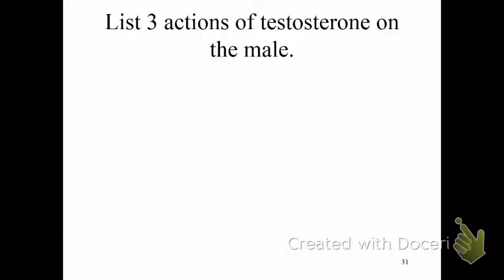Okay. List 3 actions of testosterone. Here's what I want you to list. Body hair. Thick vocal cords, so deep voice. You could write thick larynx if that's what you want to write. Enlargement of the larynx or thickening of the vocal cords. Either one of those is good. And then we'll say increased muscular growth. So that's 3 actions of testosterone.